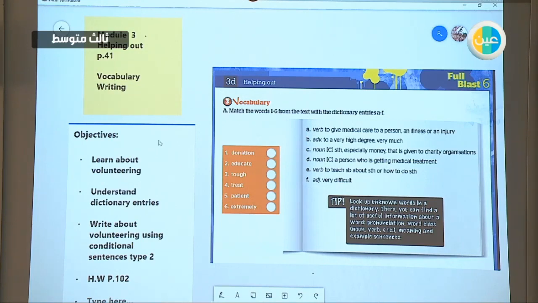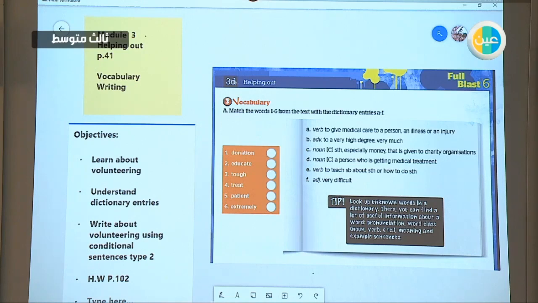Our objectives for today's lesson are learning about volunteering, understanding dictionary entries, and learning how to get the definition of a word from a dictionary entry. We're going to write about volunteering using conditional sentences type 2. Previously, in the last lesson, we talked about how to form sentences using conditional sentence type 2, when we use if plus the past tense and would or could in the main clause. We are going to have homework on the workbook page 102.